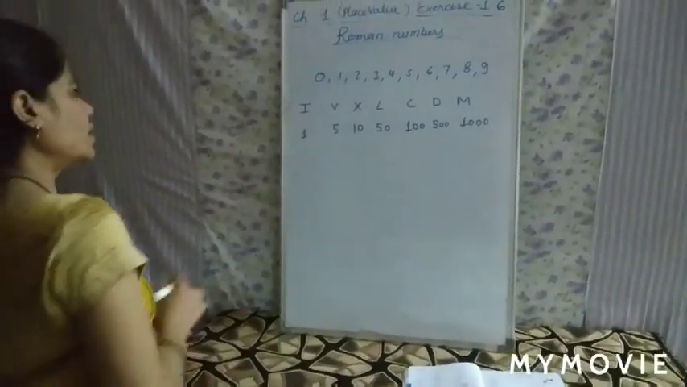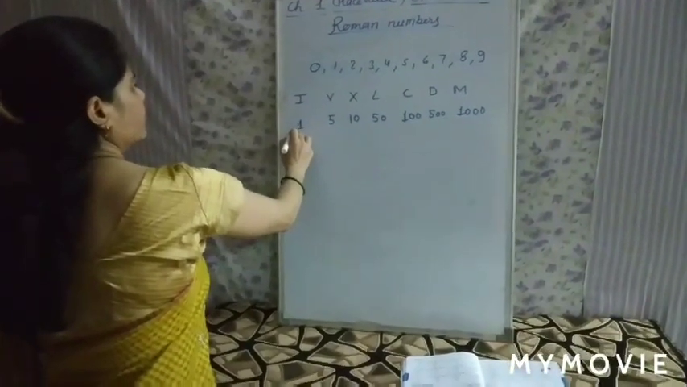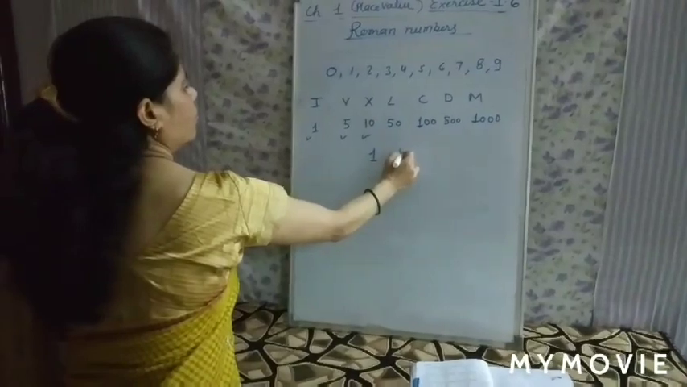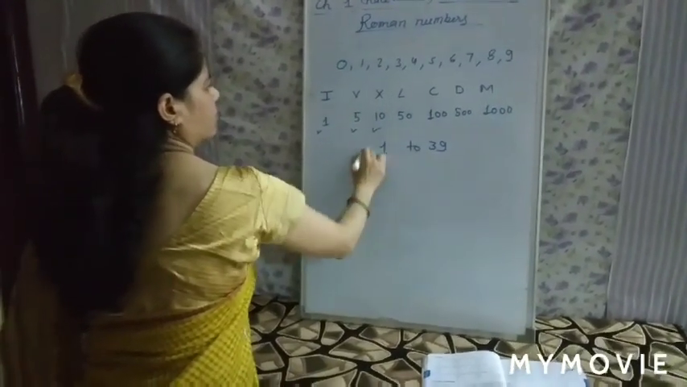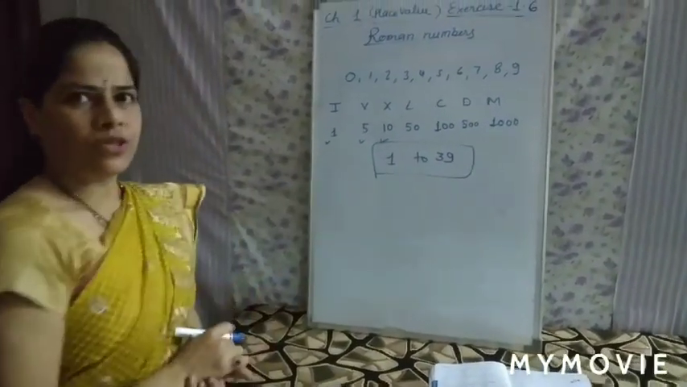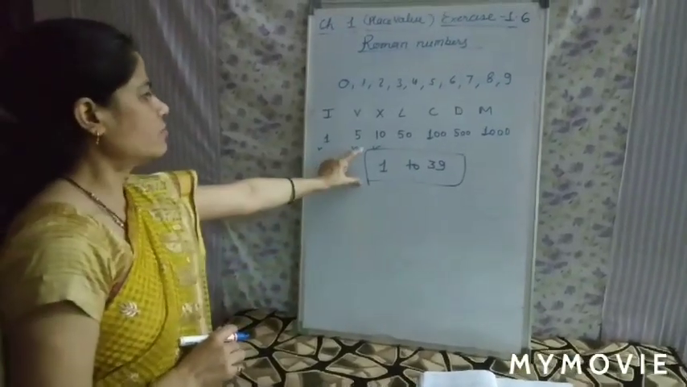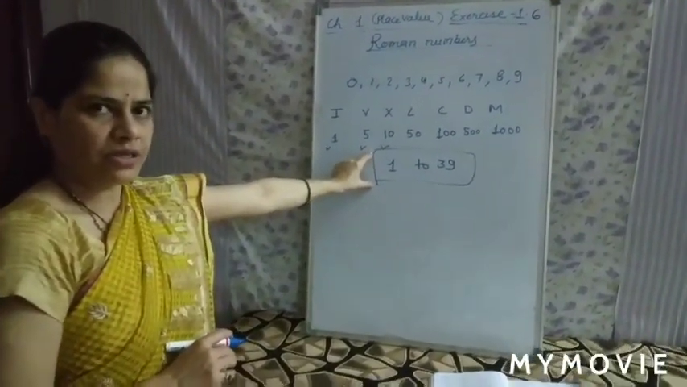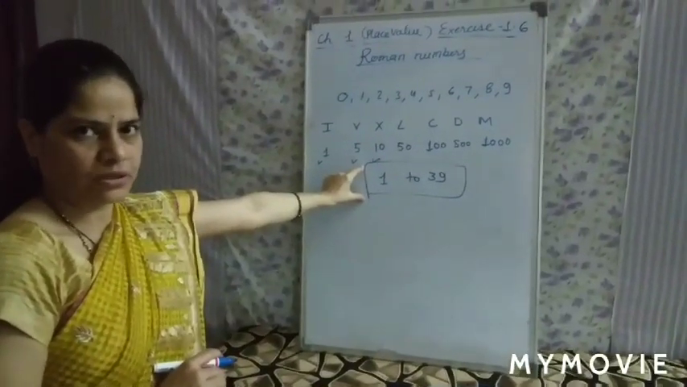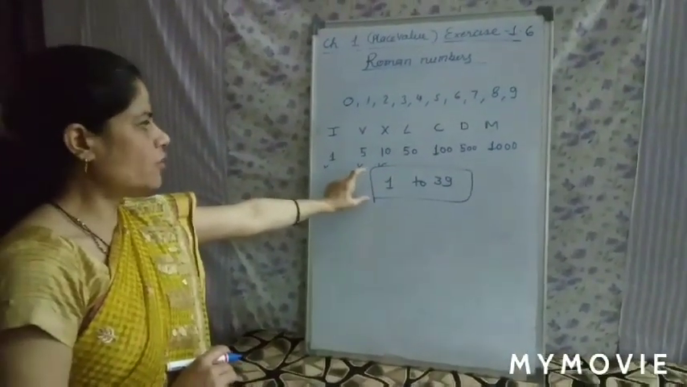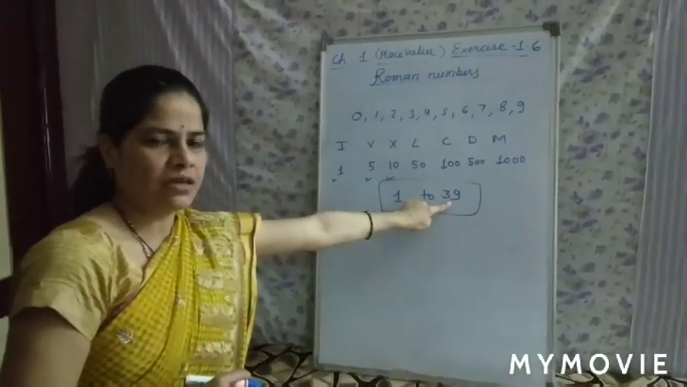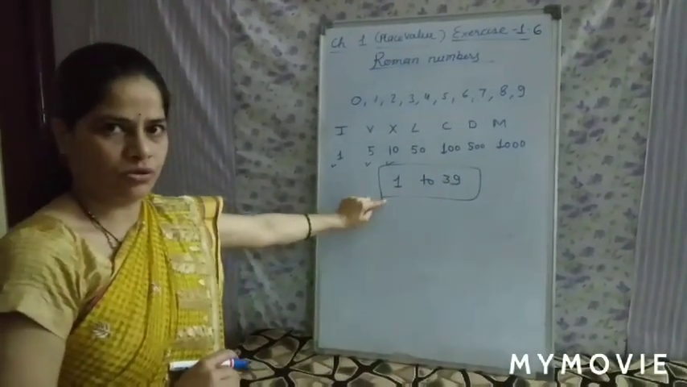We are using the letters I, V, X to form numbers from 1 to 39. This is the course of Roman numbers in class 4th. Means you only have to study from number 1 to number 39 in class 4th.